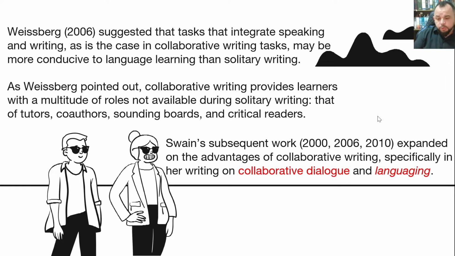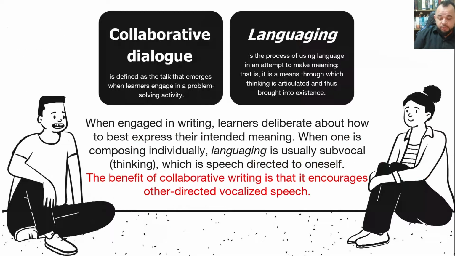Swain wrote subsequent articles in which she expanded on the advantages of collaborative writing, and specifically in her writing on collaborative dialogue and languaging. So these are two very important terms, right? Collaborative dialogue is defined as the talk that emerges when learners engage in a problem-solving activity. And languaging is the process of using language in an attempt to make meaning, to create meaning. That is, it is a means through which thinking is articulated and thus brought into existence.